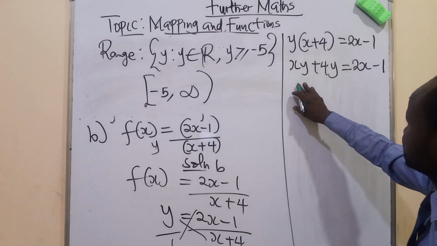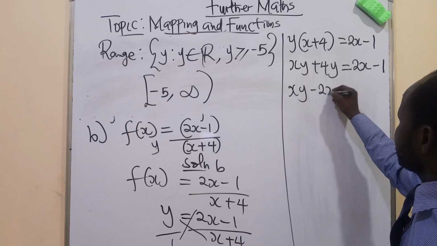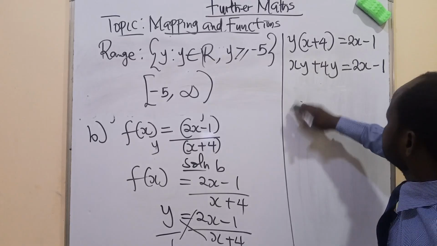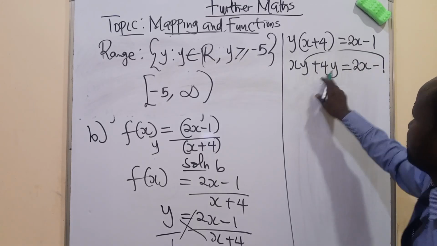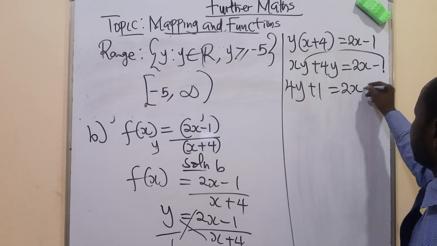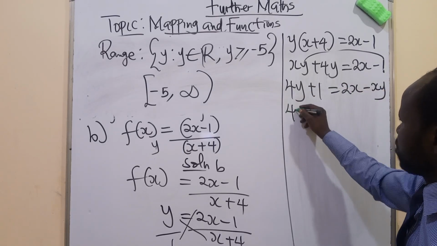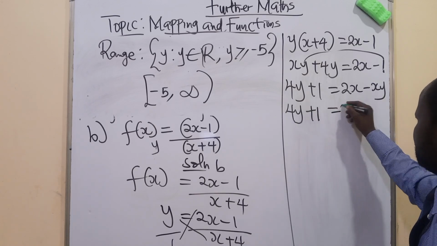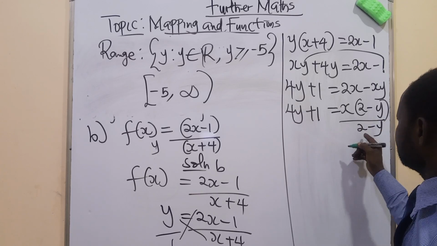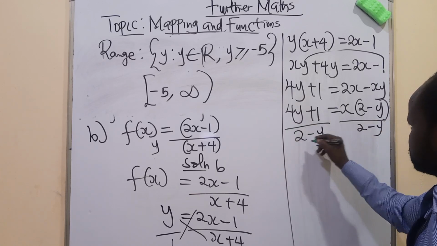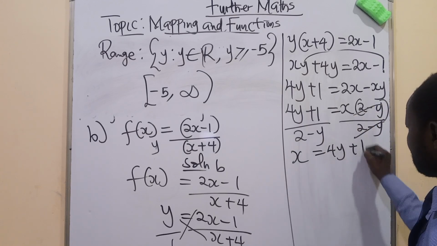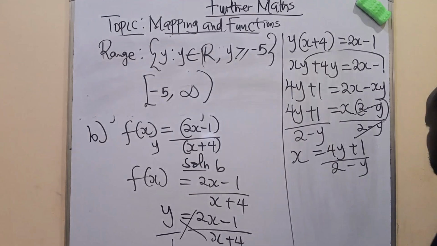Those with x go to one side. Let's bring this xy to the other side and leave 4y here. This will be 4y plus 1 equals 2x minus xy. In 4y plus 1 equals x into 2 minus y, x is common. So we can divide both sides by 2 minus y. So x now will be equal to 4y plus 1 divided by 2 minus y.